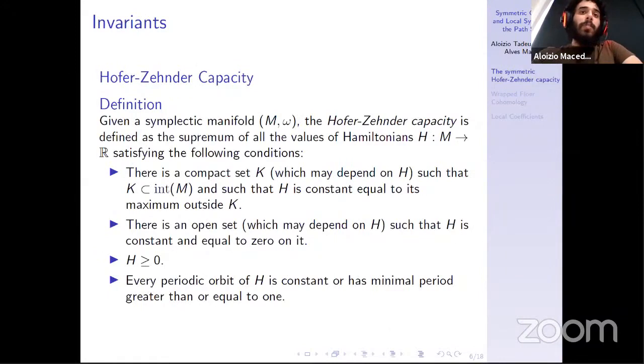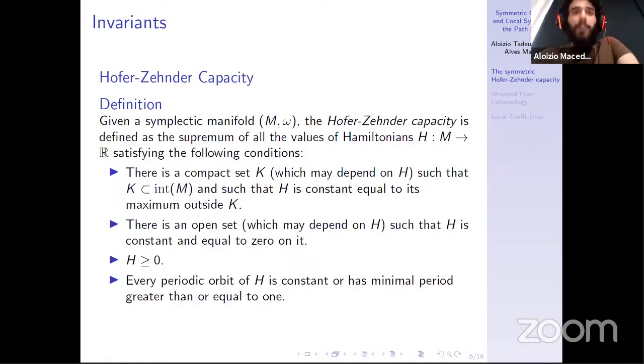Okay, so I gave the explicit definition of the capacity in the slide so that I can later superimpose the definition of the symmetric capacity. I can't explain the motivation, but the Hofer-Zehnder capacity is defined as the supremum of the values of Hamiltonians satisfying the conditions, right? There are differences in definitions. Sometimes people require, instead of H being constant equal to its maximum outside the compact set, that it be zero, to have compact support. It's just a matter of translation and different conventions, okay?